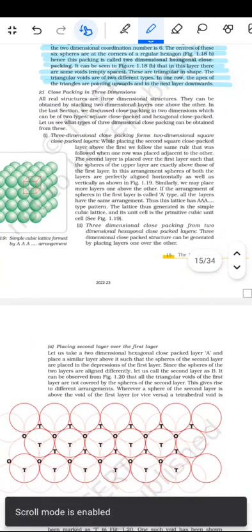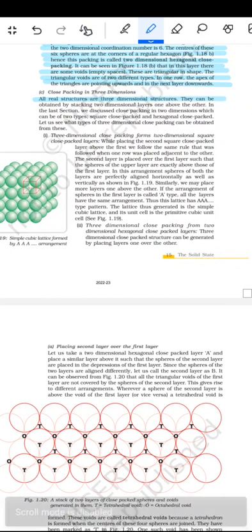Close packing in three dimensions: all real structures are three-dimensional structures, they can be obtained by stacking two-dimensional layers one above the other. In the last section we discussed close packing in two dimensions, which can be of two types, square close packed and hexagonal close packed. Let us see what type of three-dimensional close packing can be obtained from these.